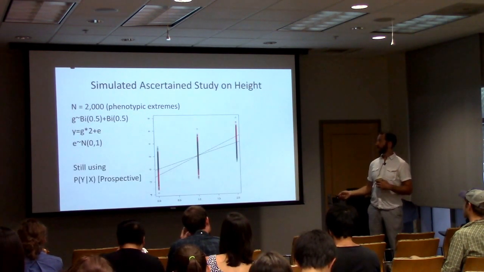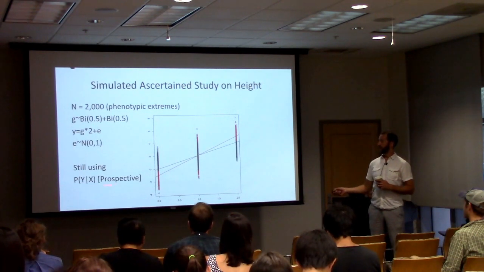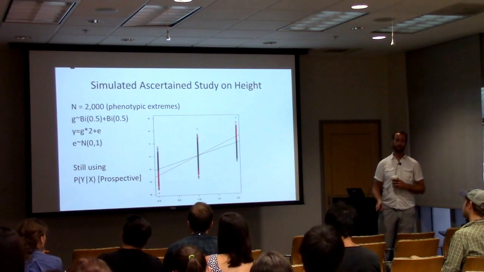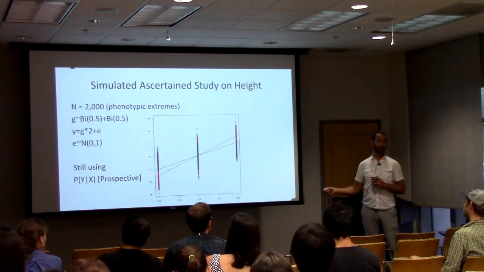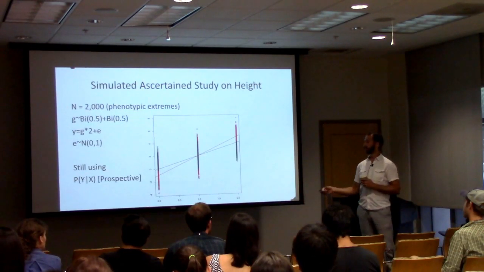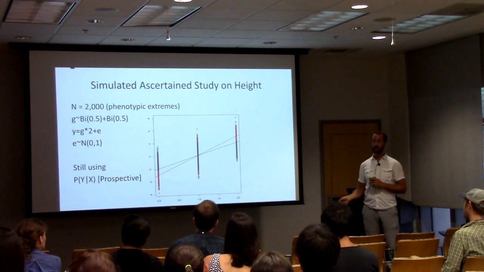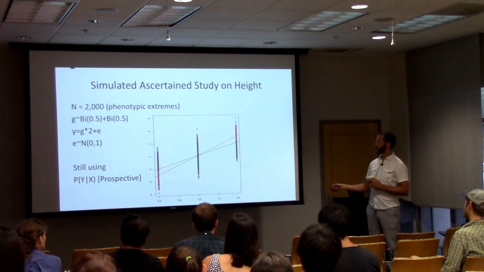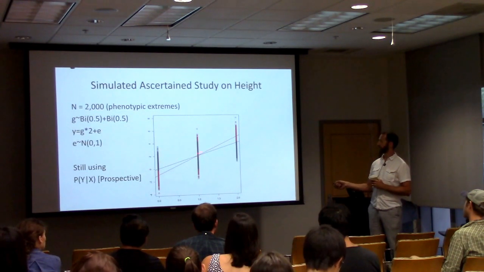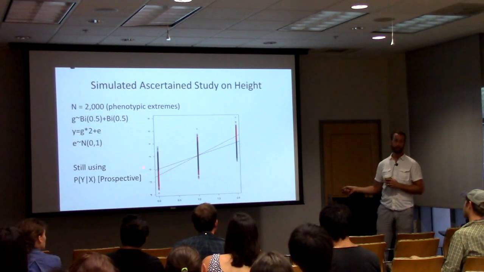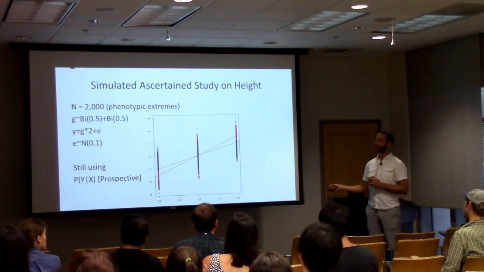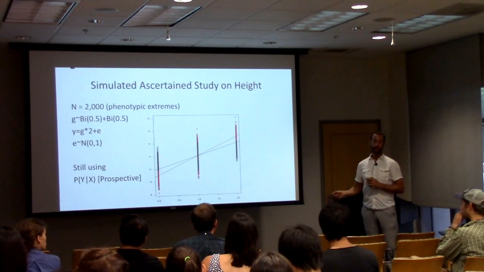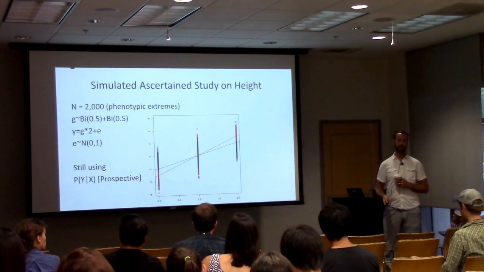And now if we do this same sort of linear model, the same linear regression over these extremes of phenotype, we get this kind of slope here. So the black points and the red points together are all the original points, and this red line and the red points are the new slope you get from the ascertained study.